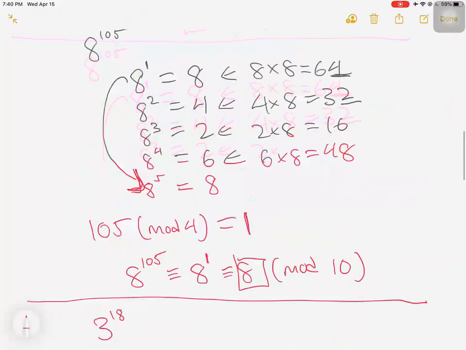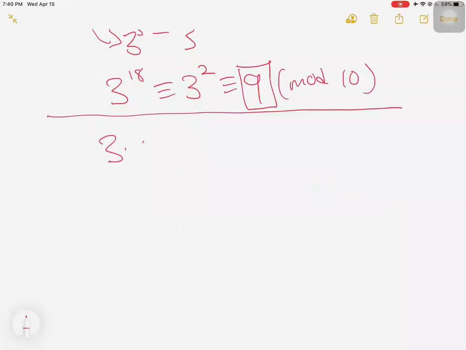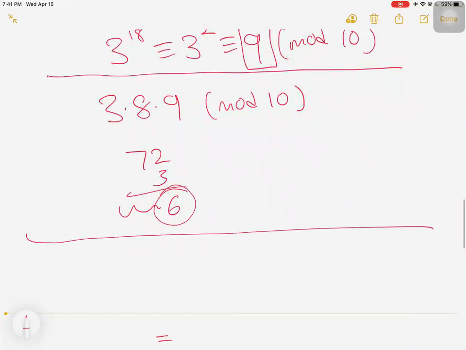Right? So we have 3, 8, and 9. So this final product just evaluates to 3 times 8 times 9, mod 10. And then this unit digit, you can just multiply it all out, and you get 72 times 3, whatever's in front. The unit digit is 6. So the final answer will be 6. We can see how modular arithmetic simplified this question down a lot.